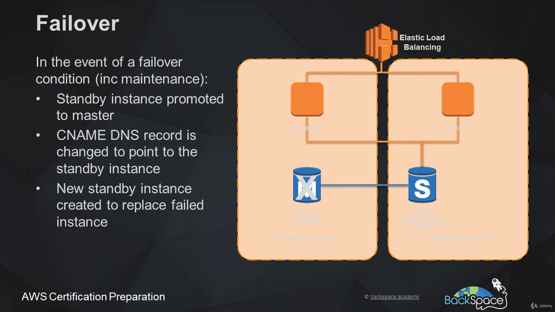And then a new standby instance is created in availability zone A, the availability zone that just got taken out, to replace that master database. And so that's the failover process, and it only occurs if you select multi-AZ, which you should be doing unless it's for development purposes. For any production purpose, you must select multi-AZ and put your application also in those two availability zones.